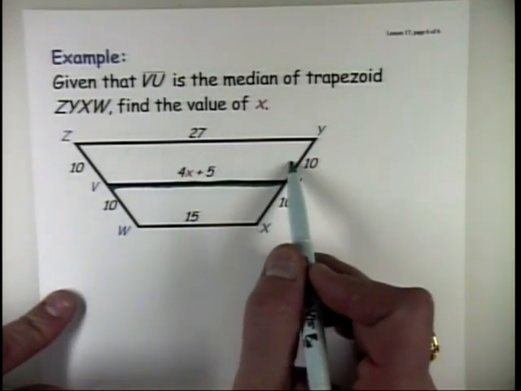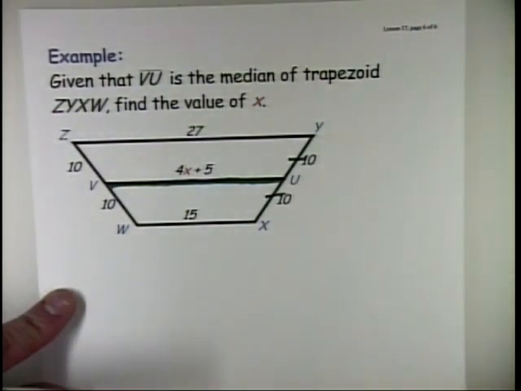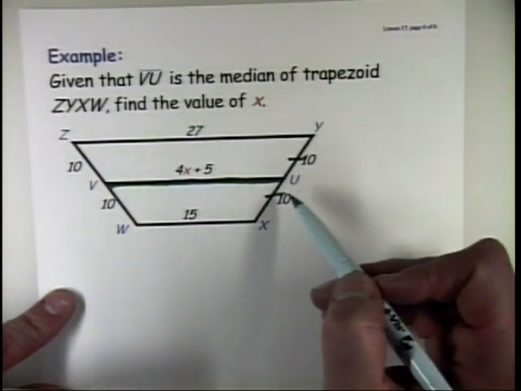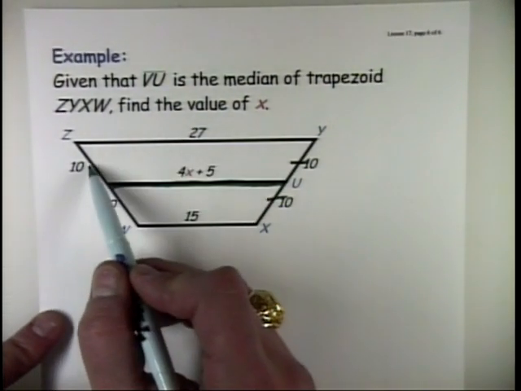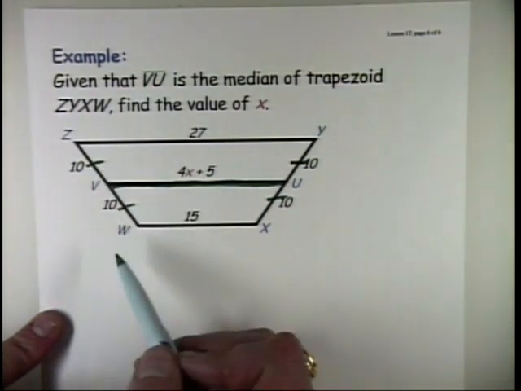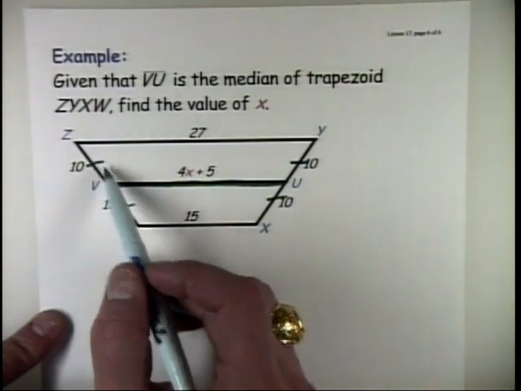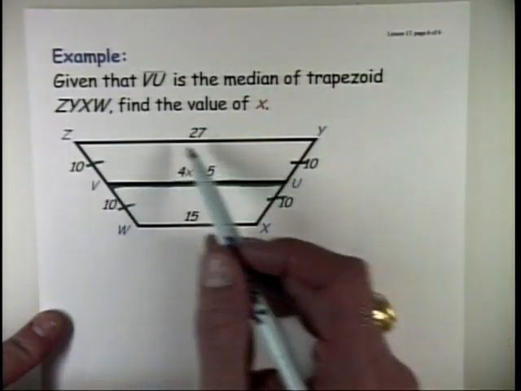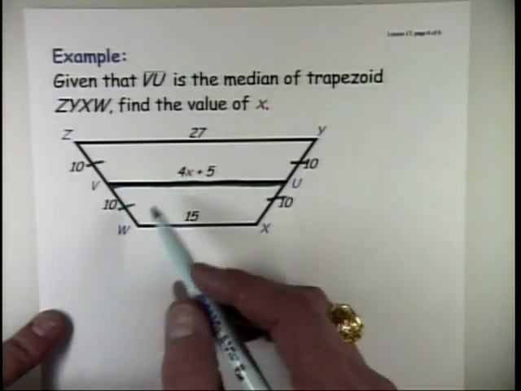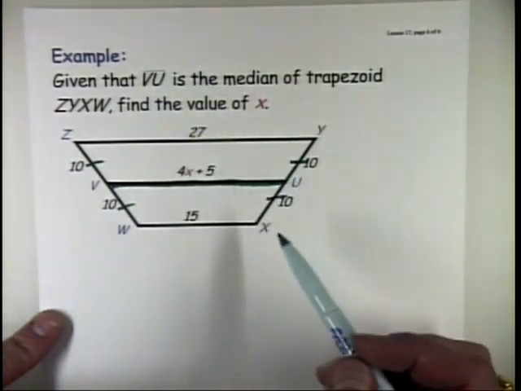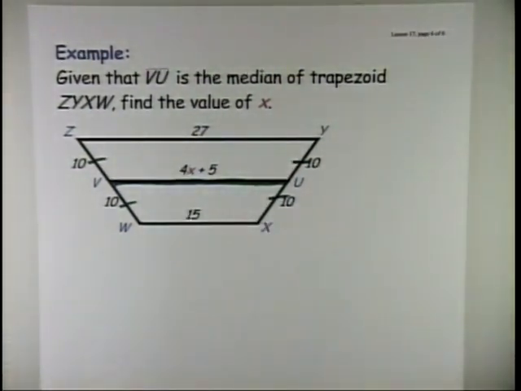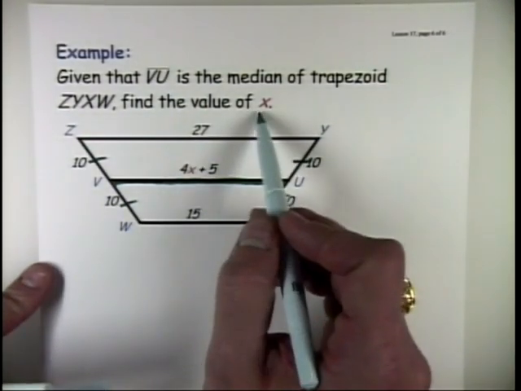That means that this segment is equal to that segment, which is good because they're both labeled as 10. And it also means that this segment is equal to this segment. And look, they're also both equal to 10. So not only are these equal to each other and these are equal to each other, but they're all 4 equal to each other. That would make this, although it doesn't say it, an isosceles trapezoid. Okay, that's nice to know. Now what we need to find here is the value of x.